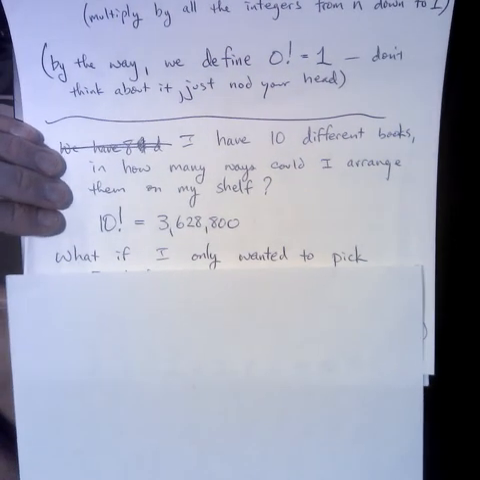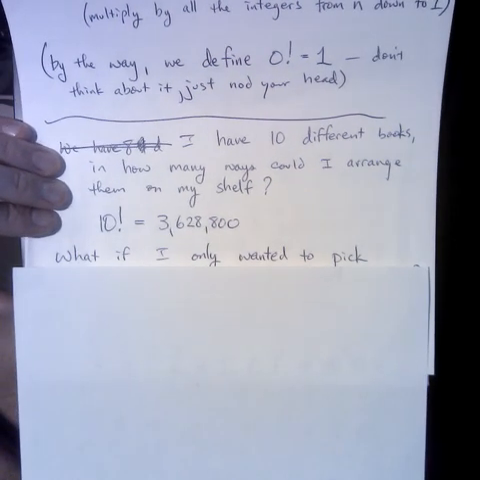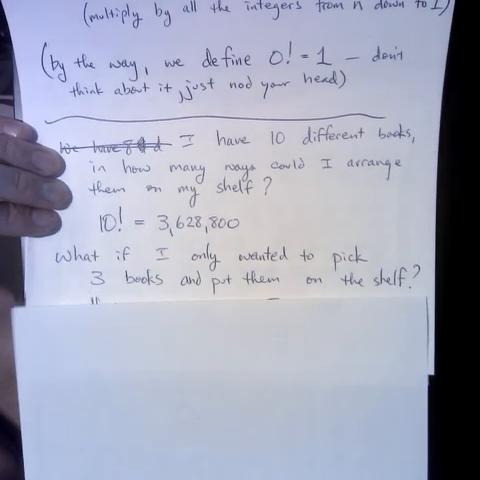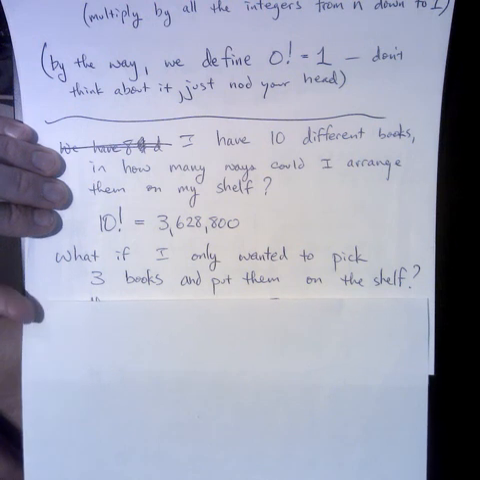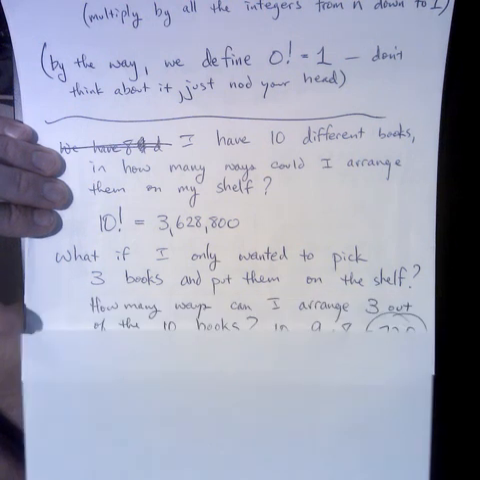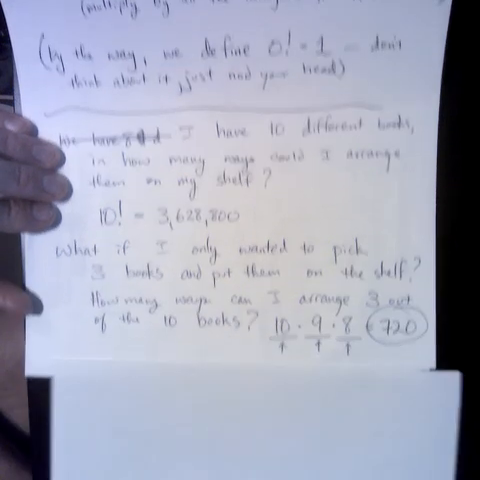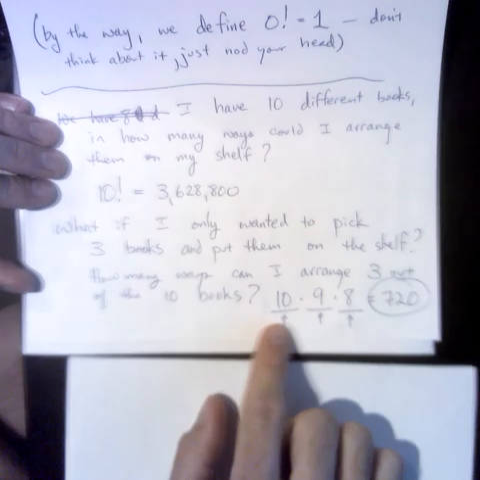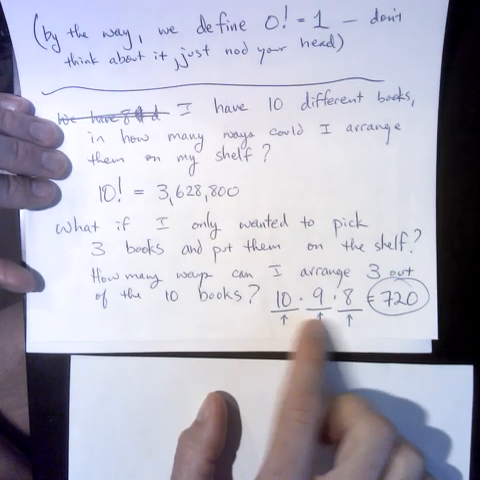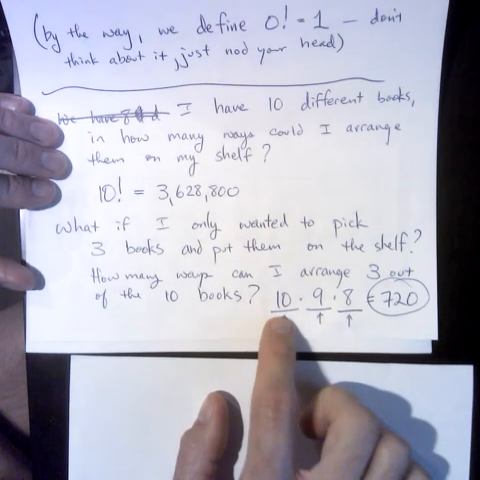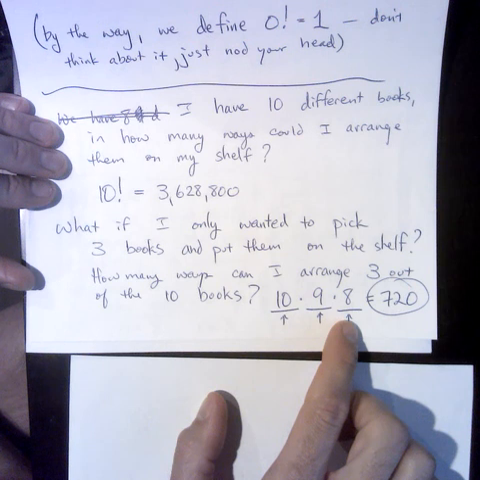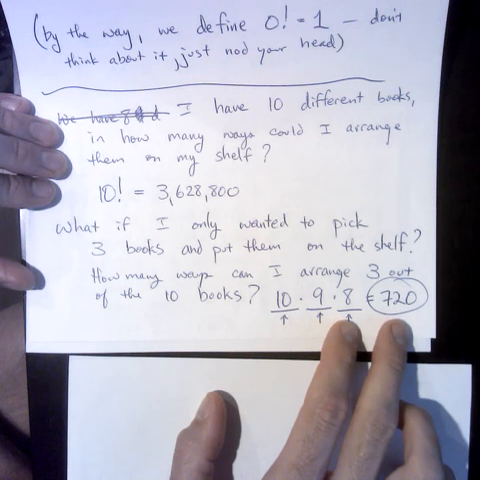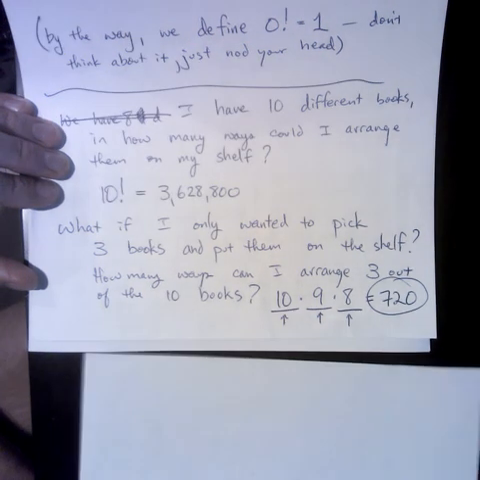What if we didn't want to arrange all 10 books on my bookshelf, but what if I only wanted to pick 3 books and put them on the bookshelf? Well, it's not too difficult here. In how many ways can I arrange 3 out of the 10 books? Well, I'll have 10 choices for the first book, and then 9 choices for the second book, and then 8 choices for the third book, and that's where I'm going to stop. I don't want any more. That's 720. There is a math formula that we could use here.